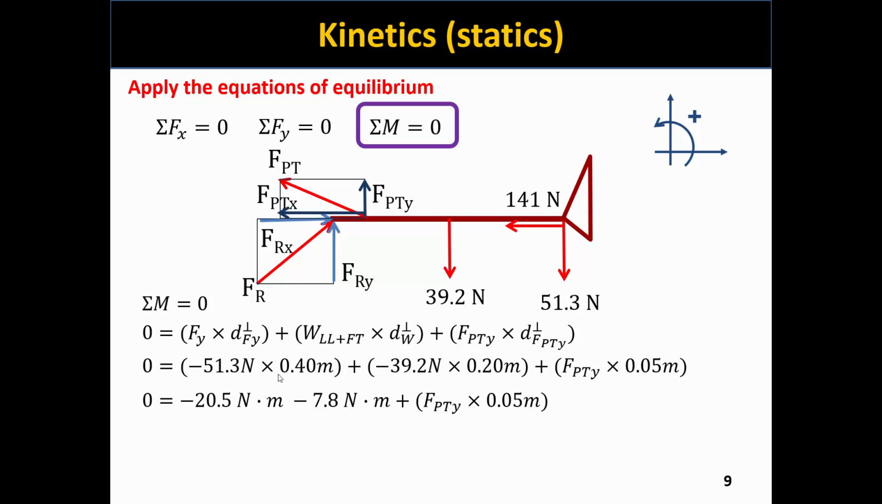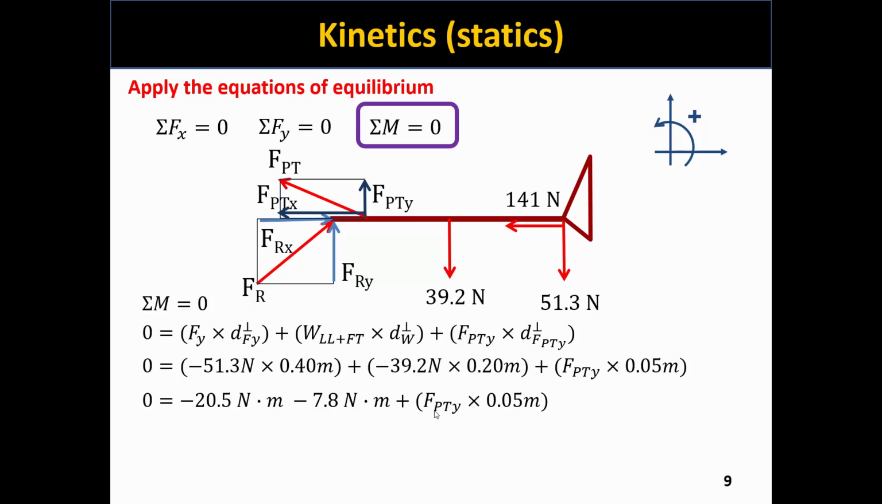I'm going to find this product, which is negative 20.5 Newton meters, not Newton per meter, but Newton meter because we're multiplying Newton and meter. And we're going to add that to the negative product here of 39.2 times 0.2, which is 7.8 Newton meters. And I'm going to add that to the product of the force of the patellar tendon in the y direction times 0.05. Now this is not given to us, but now we have an equation with only one unknown.